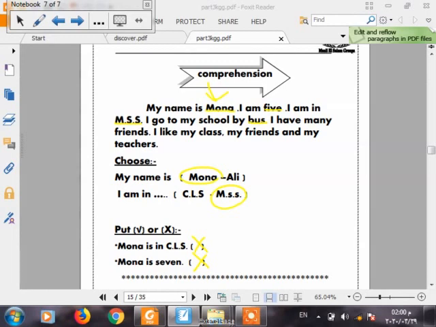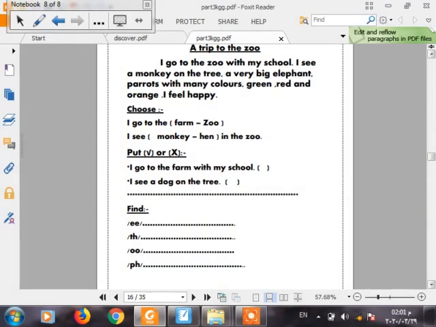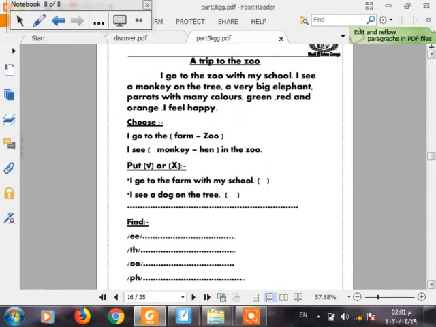So turn the page, please. We will go to another comprehension, or another paragraph. So what we have here? The title of the comprehension is A Trip to the Zoo. A Trip to the Zoo.